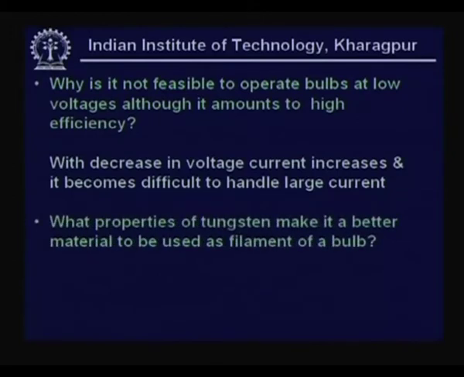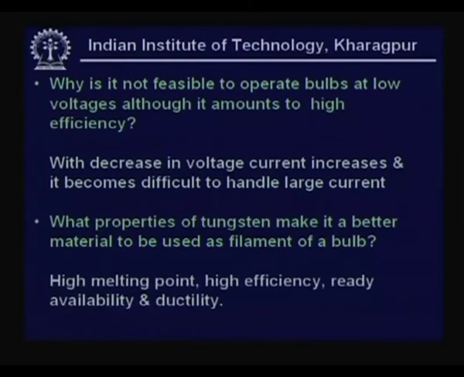What properties of tungsten make it a better material to be used as the filament of a bulb? High melting point, high efficiency, that is luminous efficacy, ready availability and ductility.